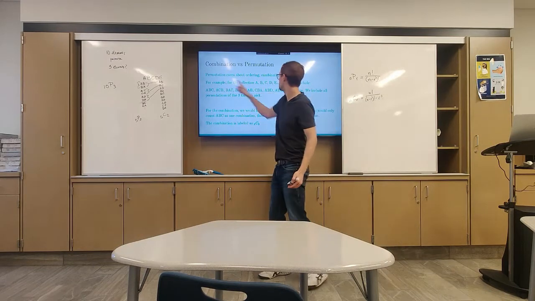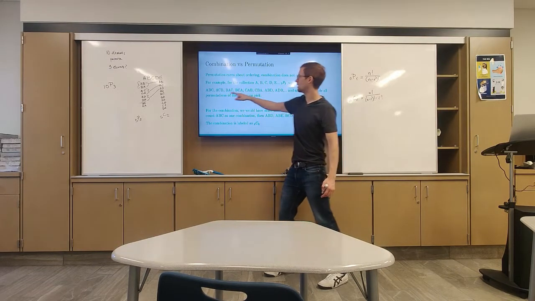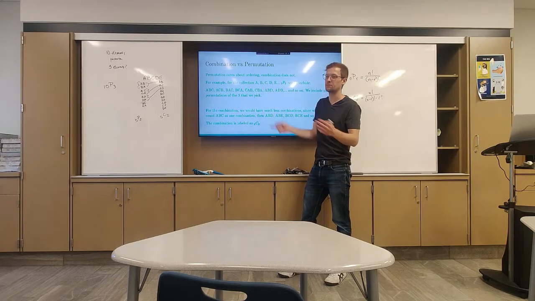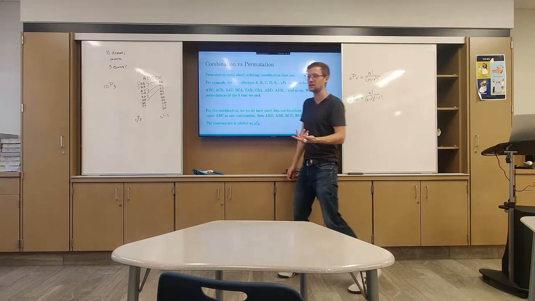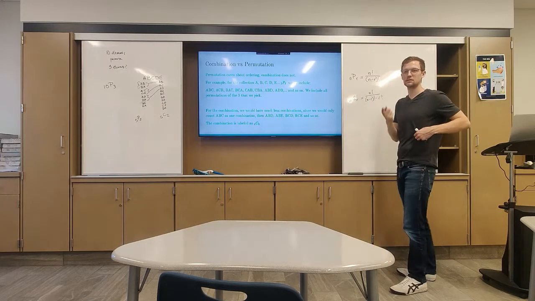But here, whenever I do 5 permute 3, I get 6 that disappear and just become 1. So I have to divide by 6, which is 3 factorial. I'm dividing by 3 factorial. So that makes sense. What was your question?